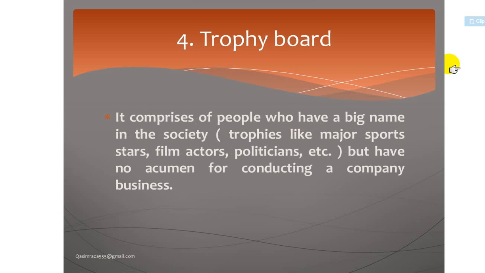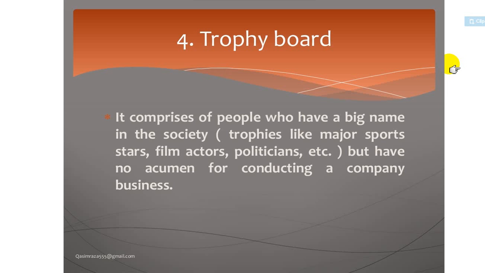Now the fourth we have is the trophy board. The word trophy is clear: it means so-called, or just for show, like a crown. Have you seen a crown? Yes, a princess wears it on her head. So they are just for show, because the board comprises people who have a big name in society, like stars, film actors, politicians, but have no acumen for conducting a company business.